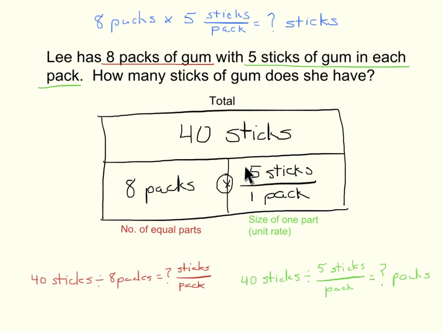What they maybe didn't realize is what they were really doing was 8 packs times 5 sticks of gum per pack equals 40 sticks. So when you think about dividing those, you either get 40 sticks divided by 8 packs gives you this unit rate, or 40 sticks divided by the unit rate is going to wind up giving you the number of equal parts.